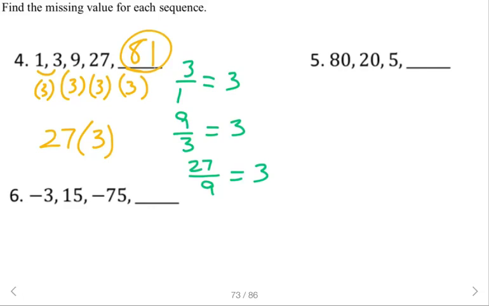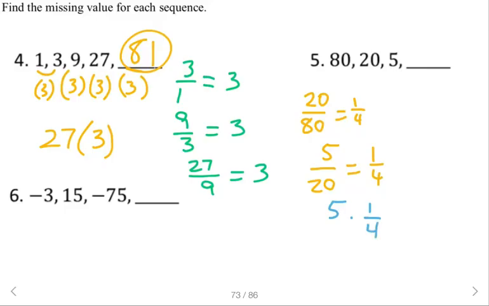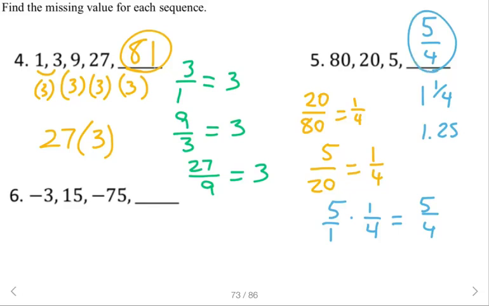All right, on number 5, if we do 20 over 80, we get 1/4 as our common ratio. If we do 5 over 20, we get 1/4. So it is our common ratio. To find the next term, we're going to multiply by 1/4. Do 5 times 1/4. 5 is a fraction of 5 over 1, so we get 5 over 4. Sometimes you may see that as 1 1/4 or 1.25. Any of those is fine as far as I'm concerned for a short answer.